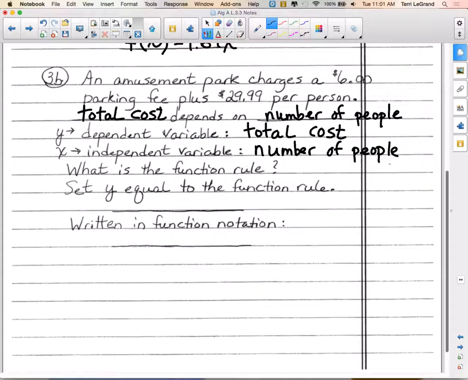Okay, now we gotta come up with a function rule. In other words, what do we do? What are we gonna do that we're eventually gonna set equal to y? What do we have to do to figure out what that total cost would be? Go ahead, write something down on your paper with your pencil. What do you think the function rule is? What do you have to do to determine how much money this is gonna cost you, which will be what when we set y equal to it?